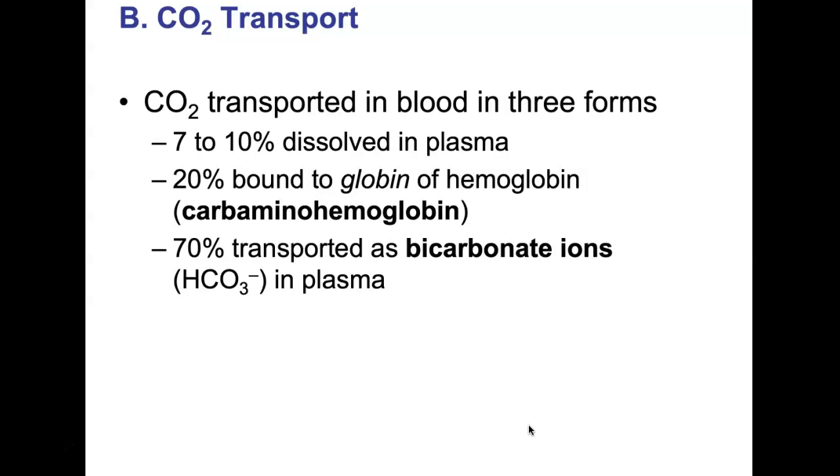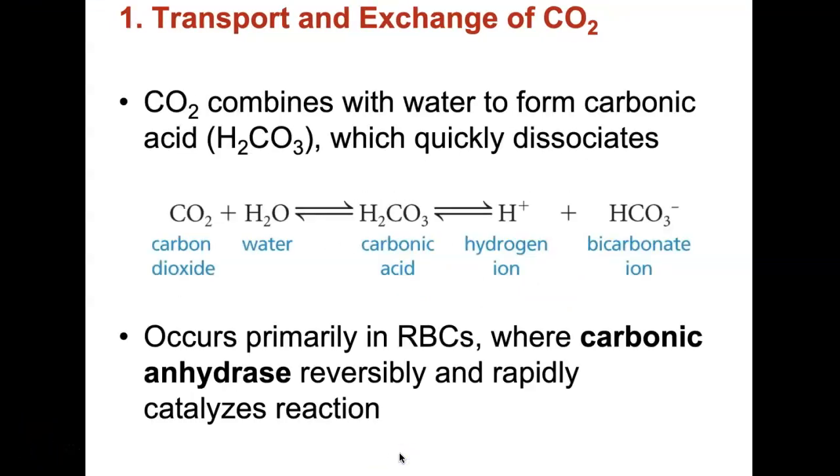We have carbon dioxide dissolved in plasma, which is about 7 to 10%. This is the smallest amount of carbon dioxide. The second one is chemically bound to hemoglobin, which is about 20%. Dissolved carbon dioxide is bound and carried in the red blood cells as carbaminohemoglobin. And finally, the last one, which is the majority, at 70%, is carbon dioxide transported as bicarbonate in plasma. Most of the carbon dioxide molecules entering the plasma enter red blood cells.